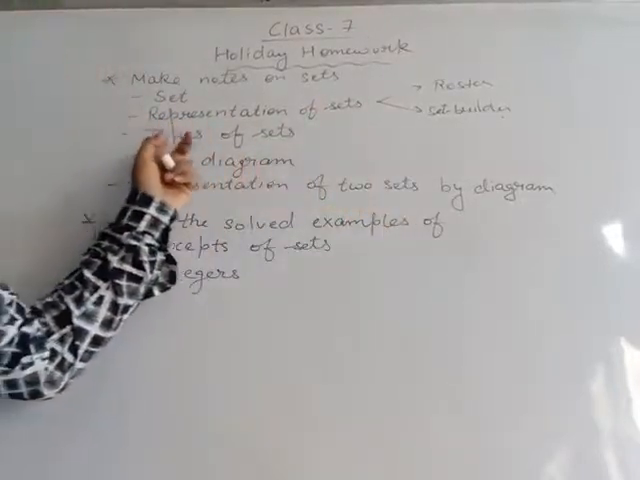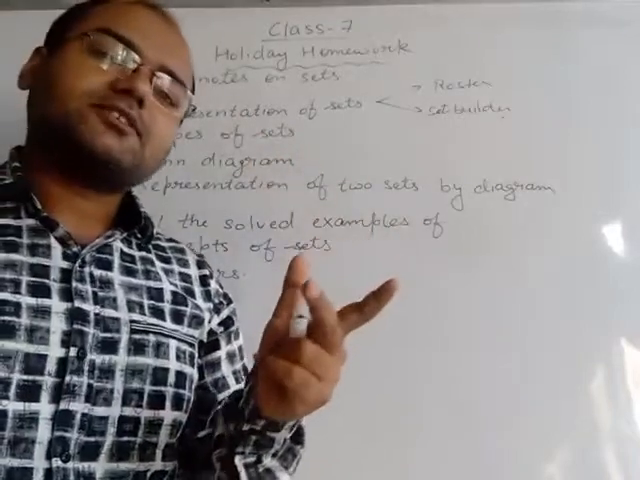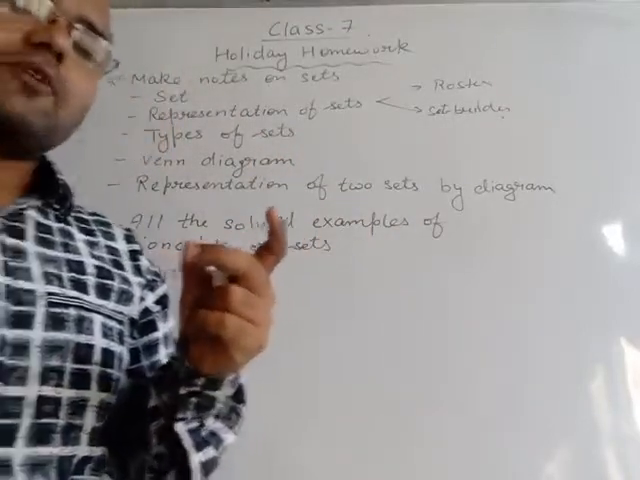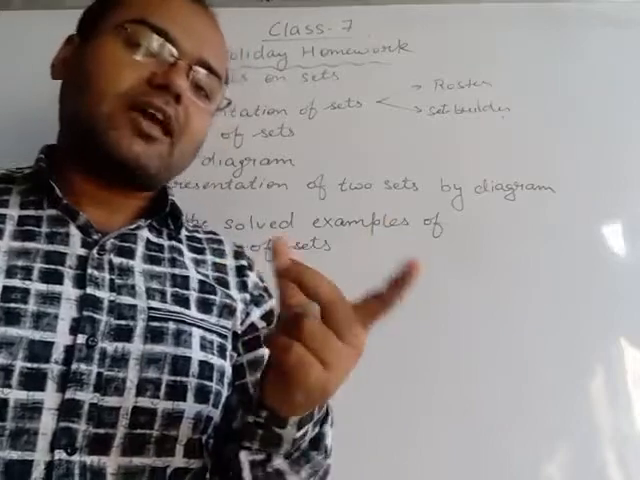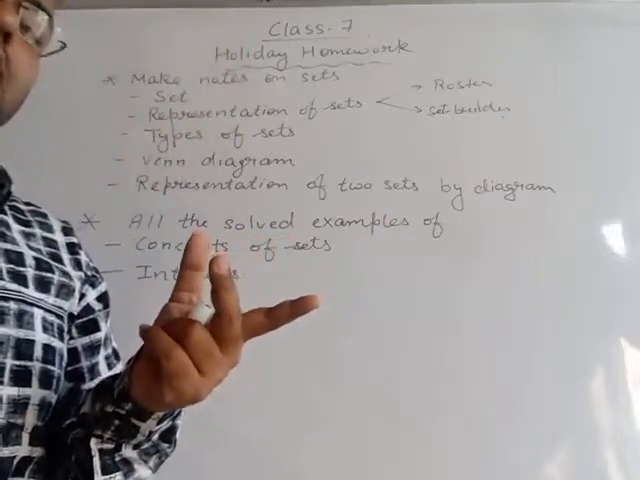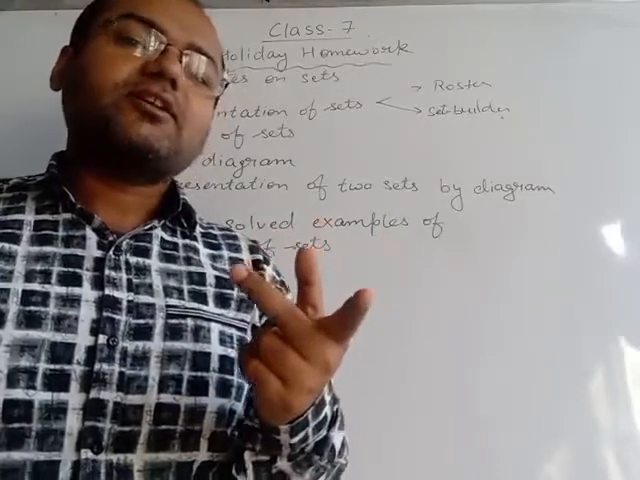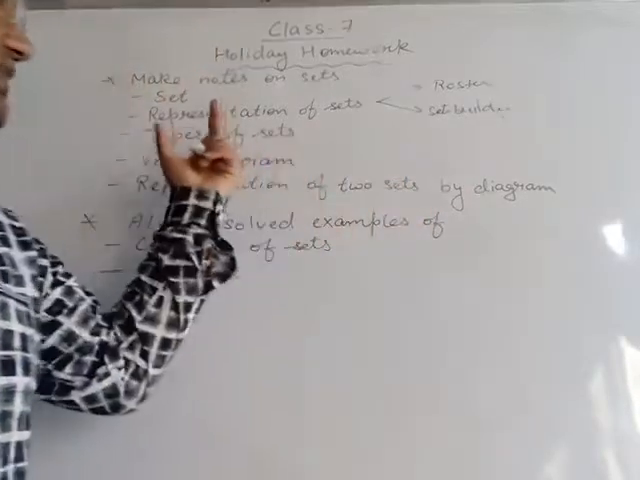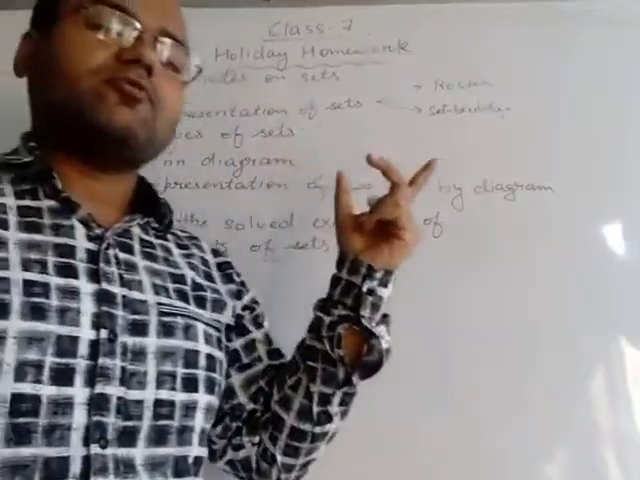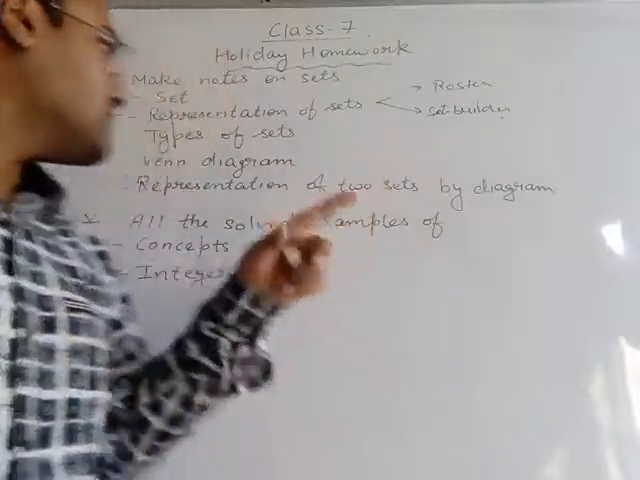Now the third point is types of sets. How many types of sets are there? Those types you have to write, and you have to define them also. Which types of sets are there? Finite set, infinite set, empty set. All these types of sets, you have to write their names and define them with examples.